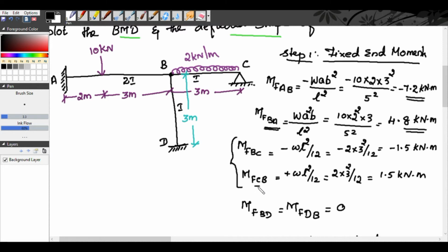Similarly, at the support C, the far end is B. It is plus W L square by 12 because it is the right support. So 2 into 3 square by 12, we get 1.5 kilonewton meter. Now this is for the span BD, that is, for the column. When you are considering this column, there is no external load. Therefore, our fixed end moment at both the ends is 0.